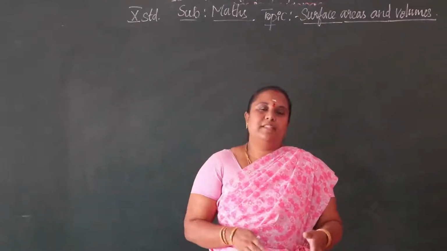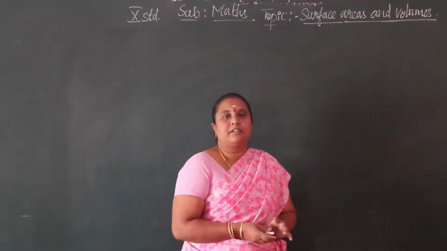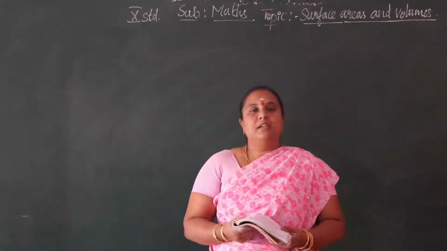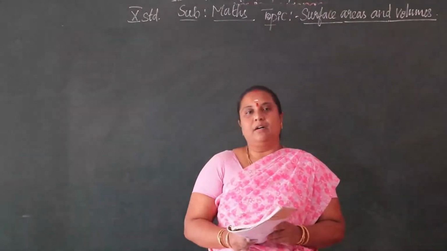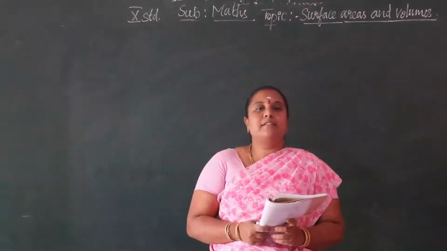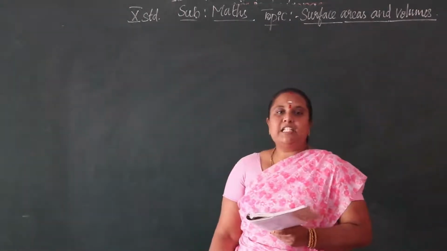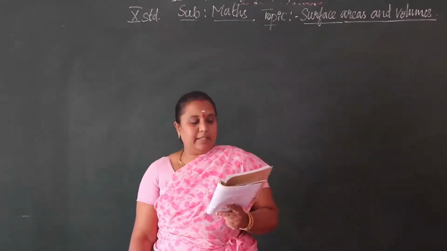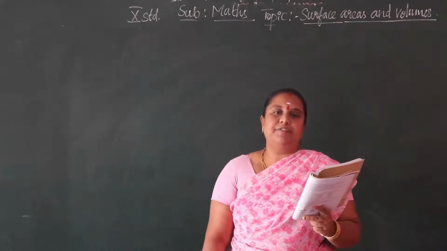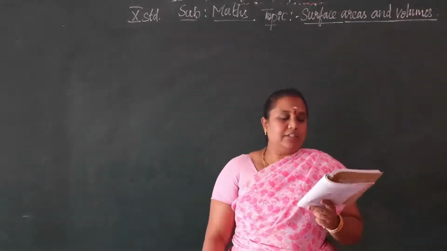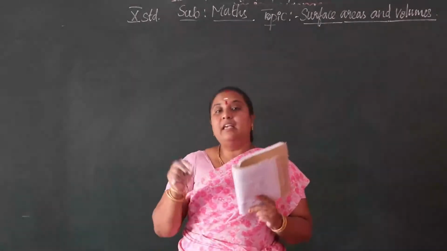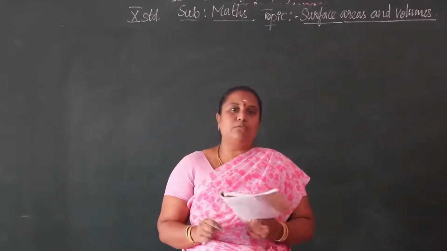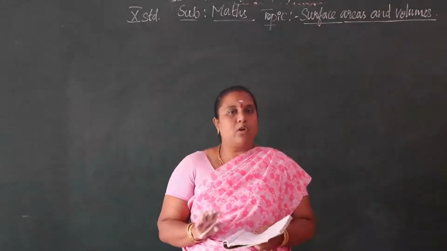Now we have seen example problems, is it right? Based on this, we have to see exercise 15.3. Let us see some problems here. It is given here, the exercise problem. First one, a metallic sphere of radius 4.2 centimeter is melted and recast into the shape of a cylinder. Read the question clearly, and then move to the problem. You have to solve the problem.